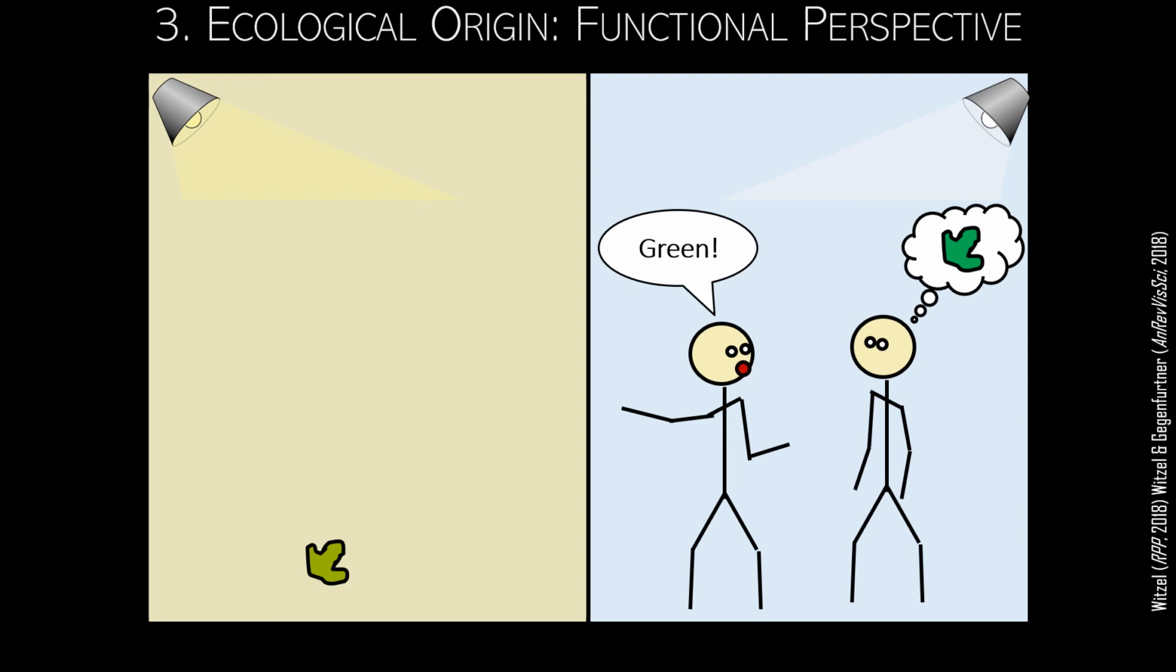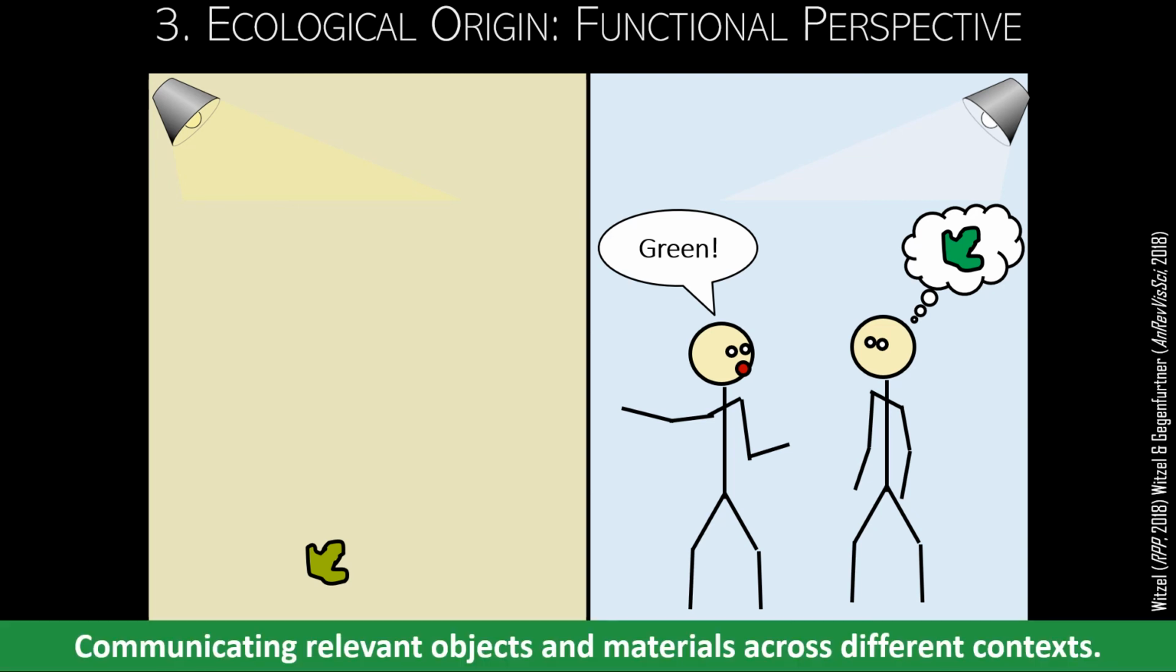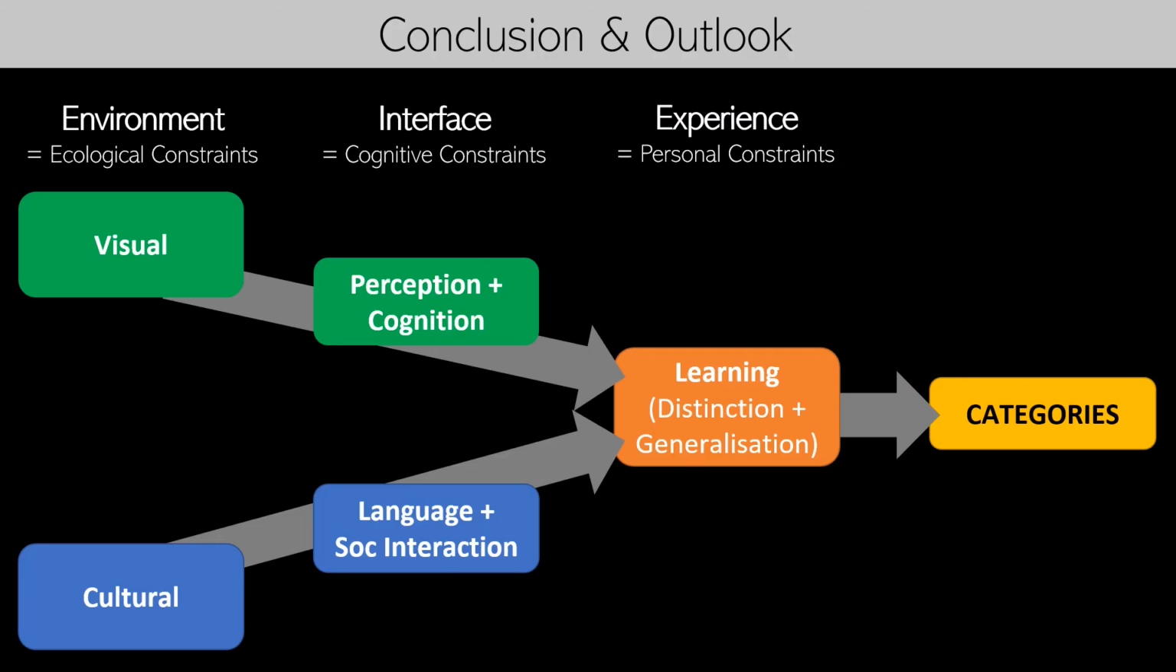Describing very specific color shades might be inadequate in an environment where objects and contexts vary. For this reason, it may be better to refer to categories that cover the range of potential variation. In this case, categories would be shaped so that they are optimal for communicating relevant objects and materials in our environment. To sum up, an ecological origin of color categorization starts with the needs and possibilities defined by the visual and the social and cultural environment.